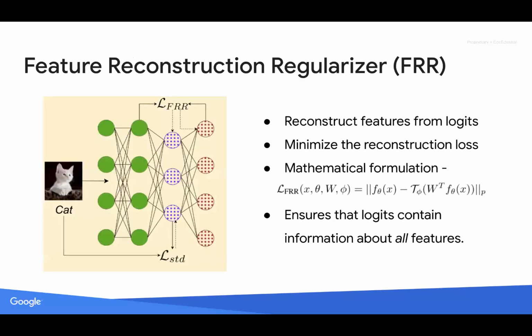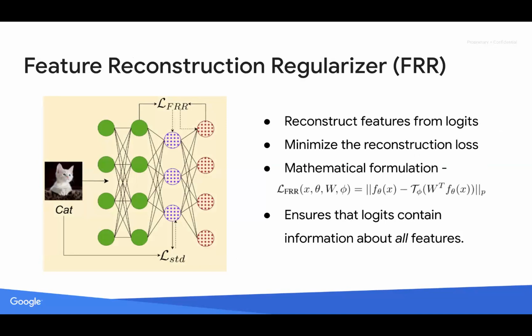So the way we fix that is using the feature reconstruction regularizer, where we add an additional loss term. L_STD is the standard cross entropy loss. In addition to that, we add this L_FRR, which is the feature reconstruction regularizer loss term. What it does is that it takes the purple nodes, which are the output logits, and tries to reconstruct back the previous green nodes, which are the penultimate layer features, and it reconstructs them as these red ones. And then we want the red ones to match the green ones.